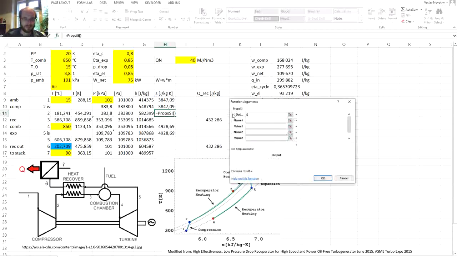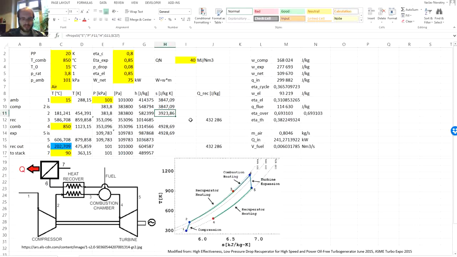So let's use the PropsSI function, where the output would be entropy based on pressure in here, and enthalpy here, and our working fluid is air, and we can lock the air to use it also in other cells. So now this function can be copied also into the remaining cells, and we can draw our chart.